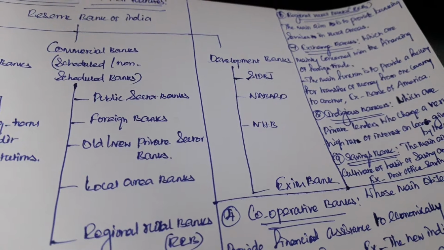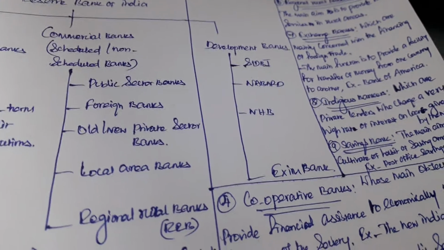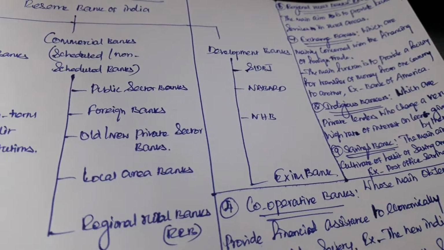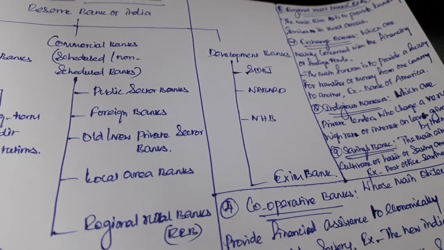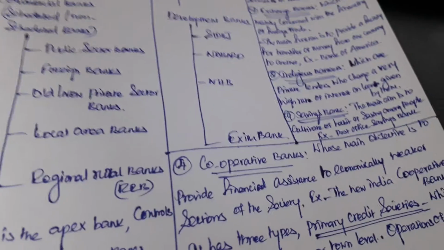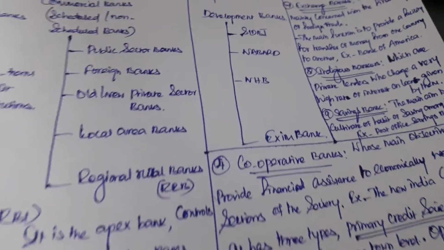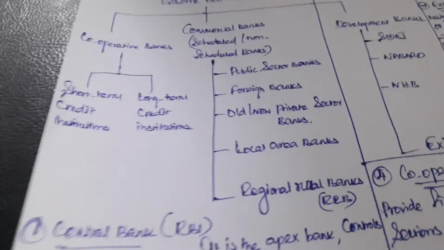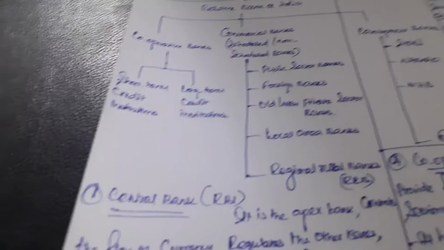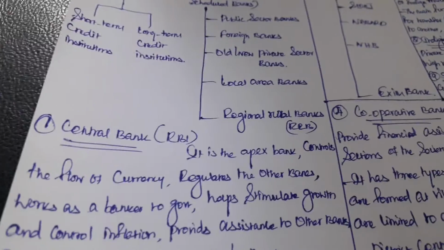The third category is the development banks. Under this category, four kinds of banks. The first one is SIDBI, NABARD and NHB and Exim Bank. We will look at these banks now in more detail.